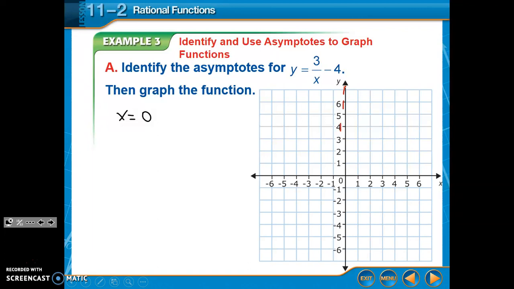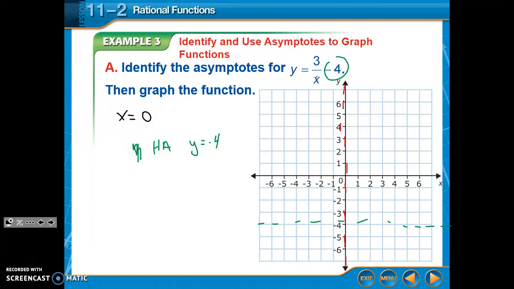So I can draw my vertical asymptote at 0. Usually I draw a vertical asymptote with a dotted line. Okay? And then for the value that's being added or subtracted to the rational function, that is my horizontal asymptote. So that means at -4. So horizontal asymptote, or y equals -4. So I can draw that down here.